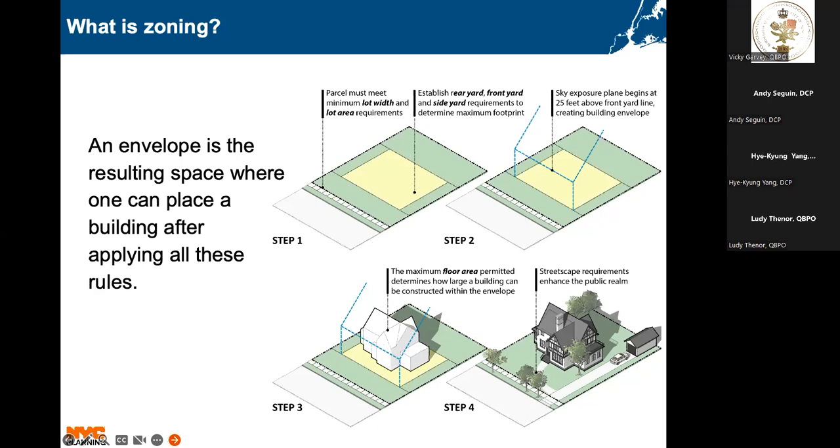You might also hear the term sky exposure plane. This may help regulate height in certain zoning districts. The sky exposure plane is essentially an imaginary sloping plane that begins at a certain height above the street line, behind which a building could be located. For other districts, especially lower density districts, there might be a specific maximum building height, 35 feet, 45 feet, something like that. These and other regulations have quite a bit of detail, but this is sort of the essential basics of what constitutes zoning on a specific lot.